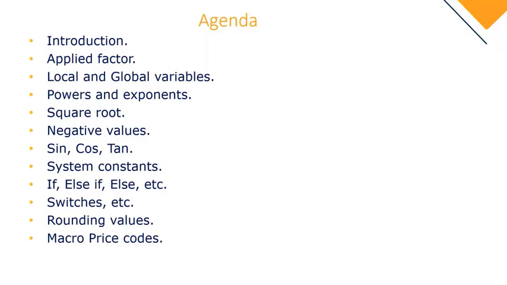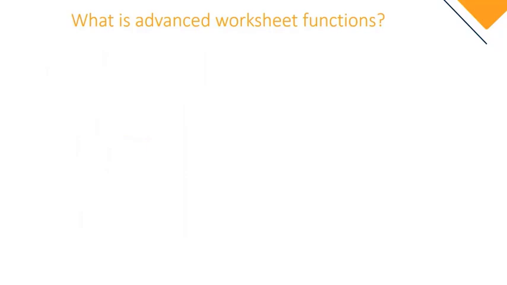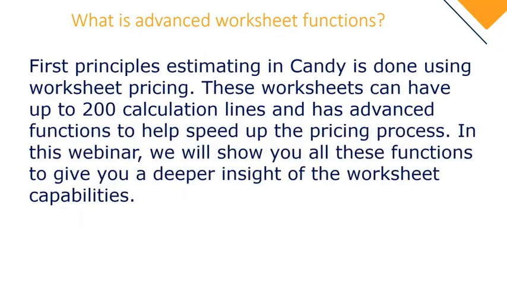So firstly, what are advanced worksheet functions? First principle estimating in Candy is done using worksheet pricing. These worksheets can have up to 200 lines of calculations and have advanced functions to speed up the pricing process. In this webinar, we will show you all the functions and give you a deeper insight into the worksheet capabilities. Okay, let's have a look.